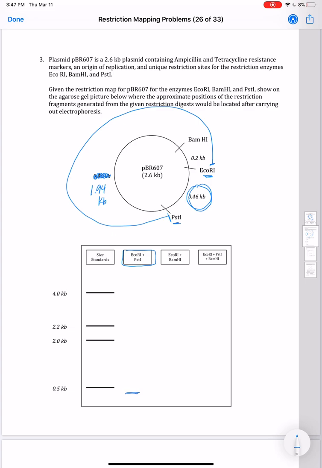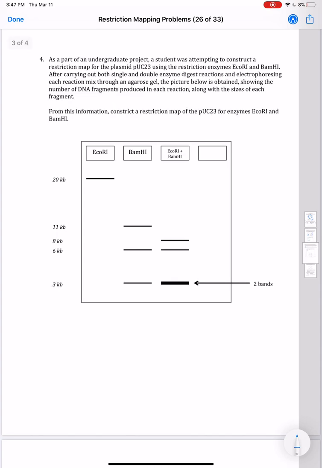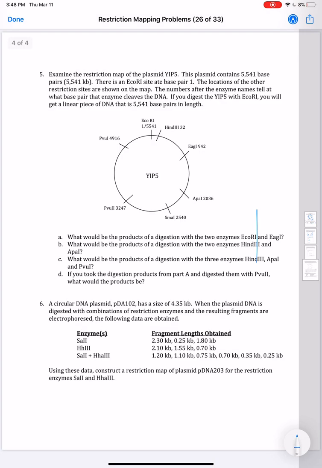So we'll draw that in down here under the 0.5 and we'll label it as 0.46. Okay? And then we're going to have another fragment that's going to be the sum of 1.94 and 0.2. So that would be, if my math is good, 2.14. So that's going to be somewhere in between here. Okay? And then you would do the same for this one and for this one, just using the diagram, the restriction map, to determine how the plasmid's going to cut. Number 3 is pretty much the same, except you have to draw the restriction map. Number 6, you have to draw a restriction map. Number 5 is very slightly different.